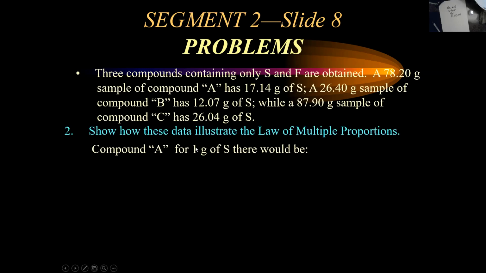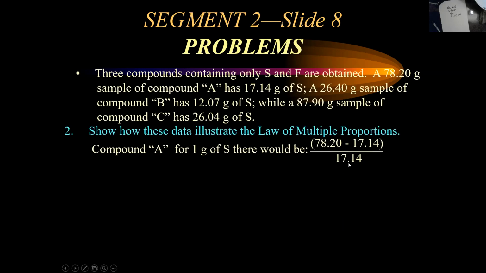So if I wanted to have 1 gram of sulfur in the compound, the amount of the fluorine present, the whole sample weight was 78.2, and we had 17.14 grams of sulfur, so the difference is the weight of the fluorine.